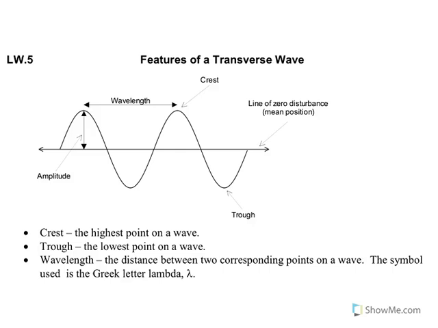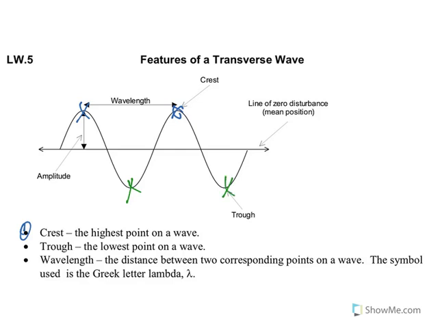Okay, in this lesson we're looking at some features of a transverse wave, and then we're looking at a few other definitions of the things to do with waves. All right, so first of all, crests. Crests are the high points on the waves. All right, and then troughs is the opposite. They're the low points on the wave.